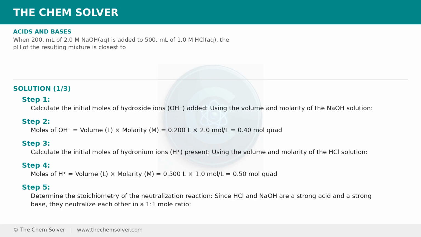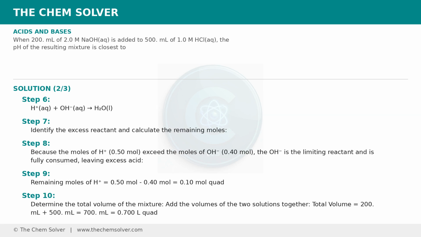Determine the stoichiometry of the neutralization reaction. Since HCl and NaOH are a strong acid and a strong base, they neutralize each other in a 1-to-1 mole ratio. H⁺ + OH⁻ gives H2O.